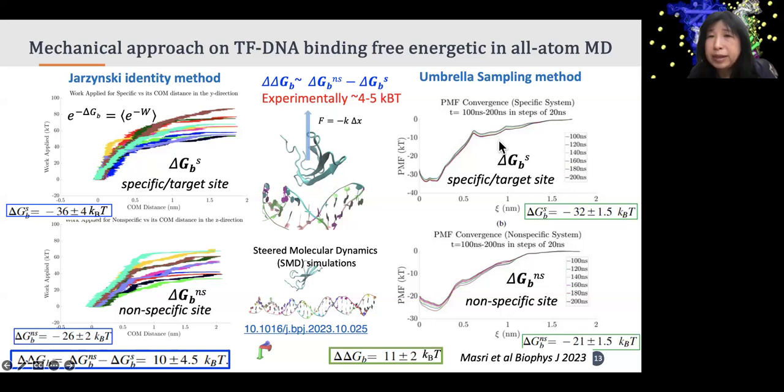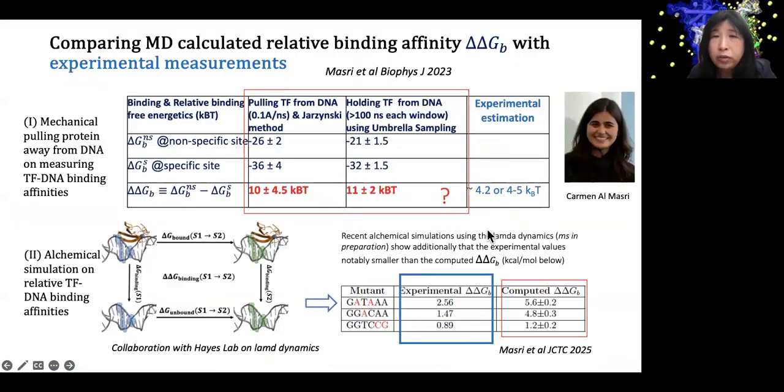We use this umbrella sampling to hold the protein at different distances away from the DNA with some constraints, and reweight the process to get the free energy. So the absolute free energy decreased a bit, while the relative binding free energy stays pretty much the same, in this case about 10 kBT. Then we compare this simulation result with experiments.